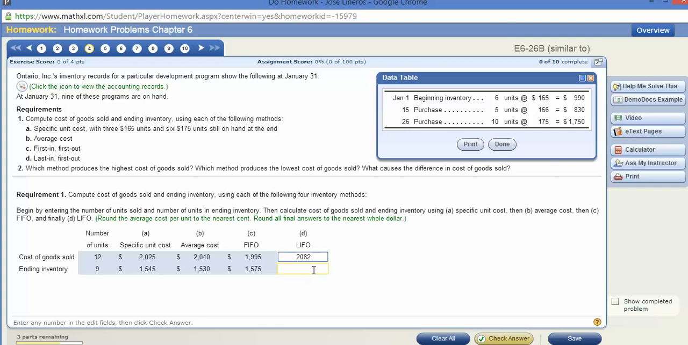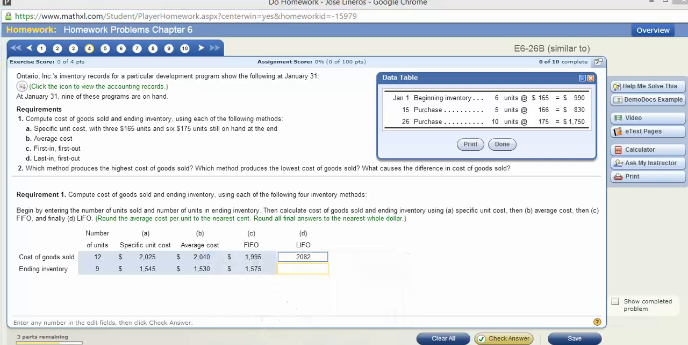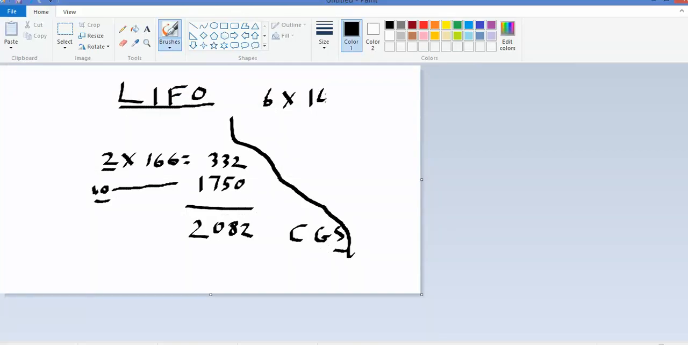Now the question is, what did we keep? Well, what we kept is 9. So now we work backwards here. In the same way we sold in LIFO from the bottom to the top, now we're drilling back down to see what we're keeping. Well, we're keeping 6 units at 165 because we got to get up to 9, and that's 6 of them. Let's put this over here. 6 at 165. I'll go ahead and write it out just to have it nice and written out. 990.